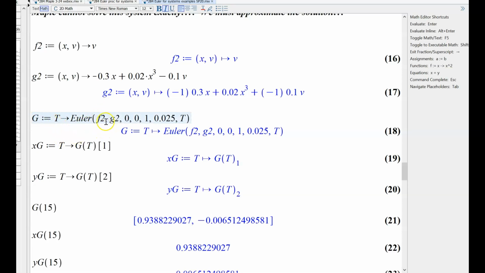Inside of there we have to change this to F2 and G2 and change our initial time. Well, our initial time is still 0. Our initial x in this case is 0. Our initial v is 1. Our step size is 0.025. And there's our function capital G.